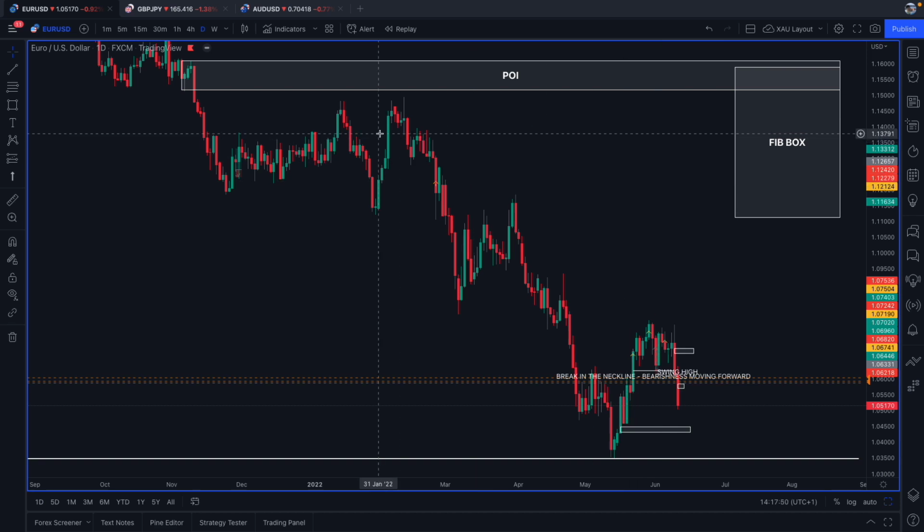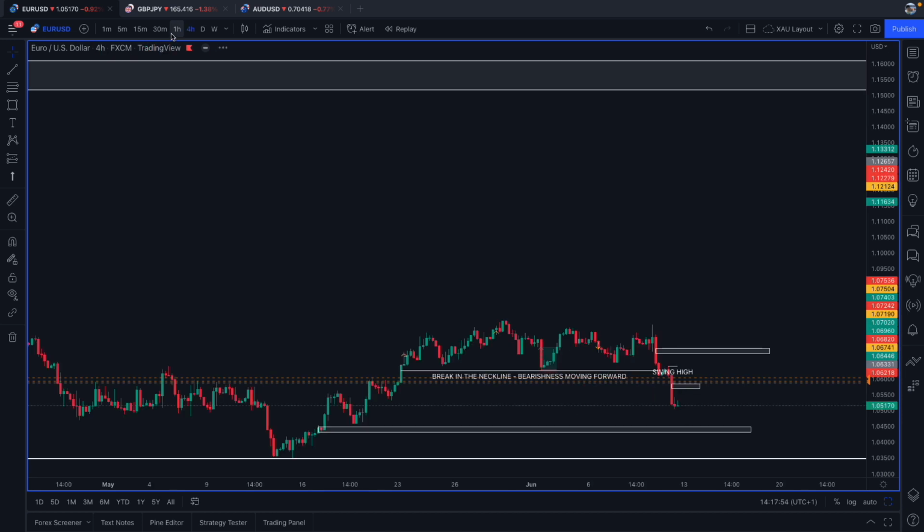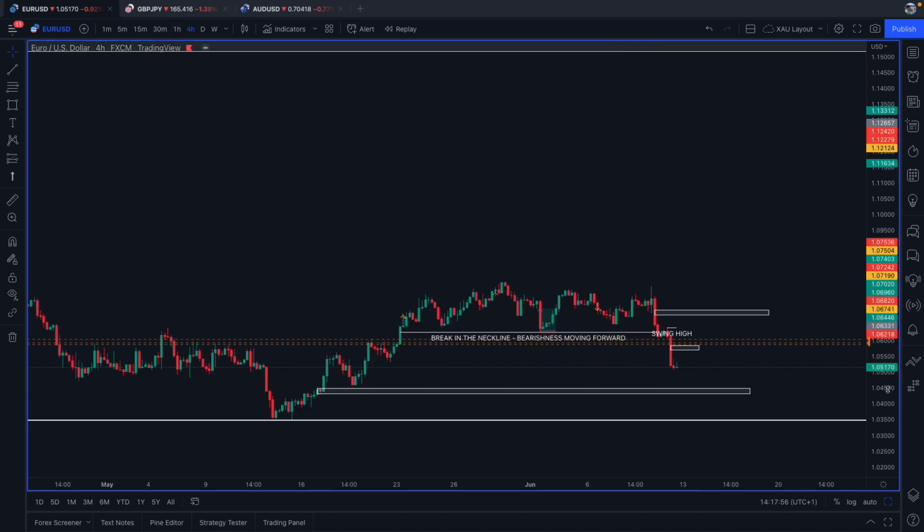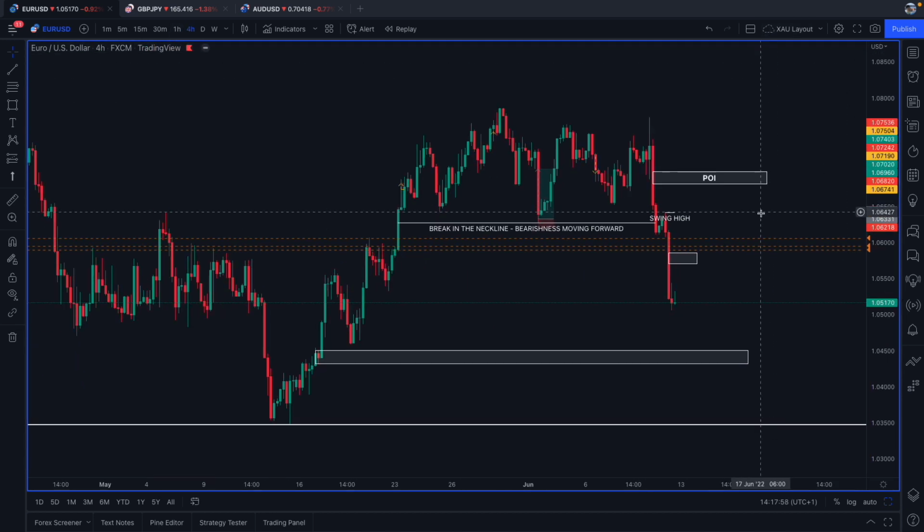What do I think is going to happen moving forward this week? Well, if we just go down time frames, looking here at the 4-hour time frame, we'll see how we've had a break in this neckline. This confirms bearishness moving forward.